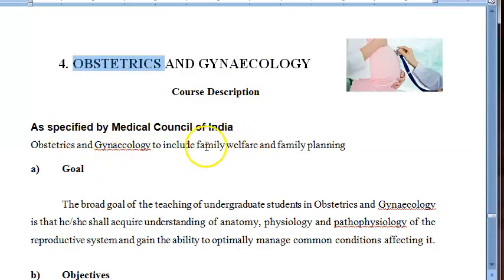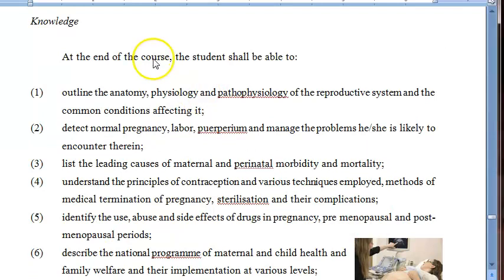They say it is all about family welfare, family planning. At the end of this obstetrics course, you should be able to outline the anatomy, physiology, pathophysiology of the reproductive system, common conditions that affect it, detect normal pregnancy, labor, puerperium. What is puerperium? That is 6 weeks after childbirth. You should be able to manage the problems, and know the leading causes of maternal and perinatal morbidity and mortality.